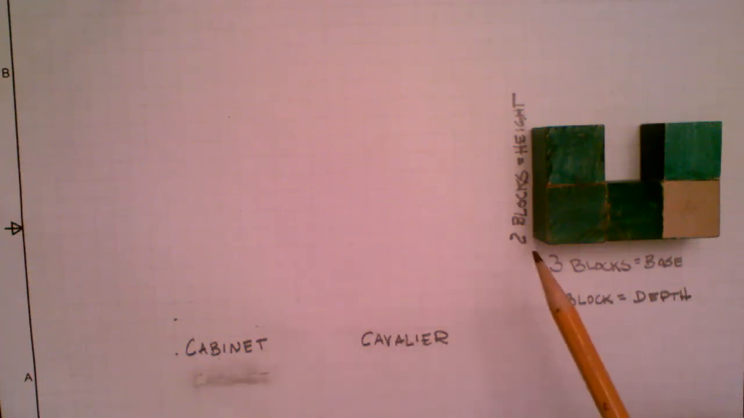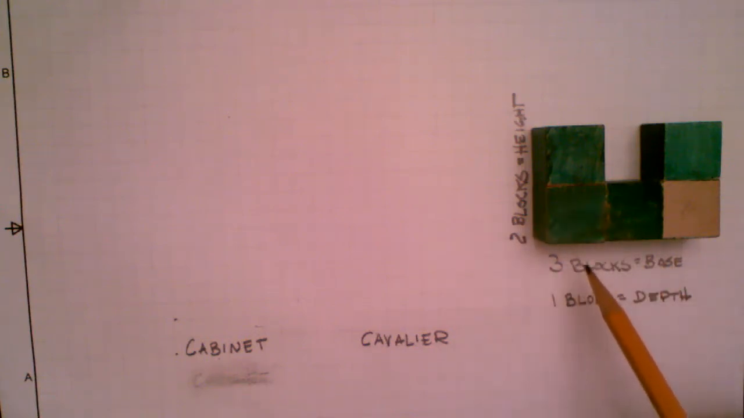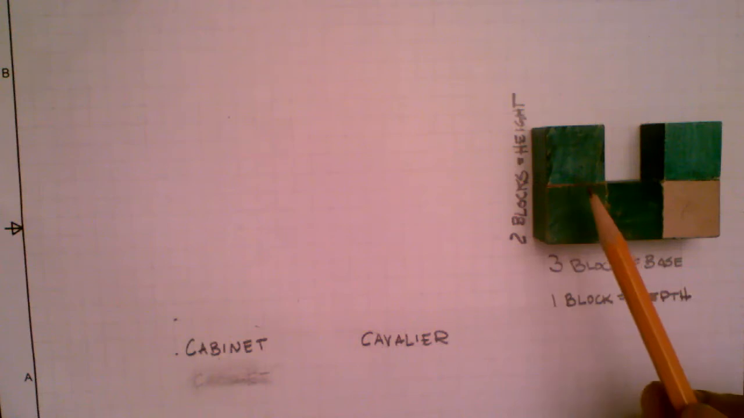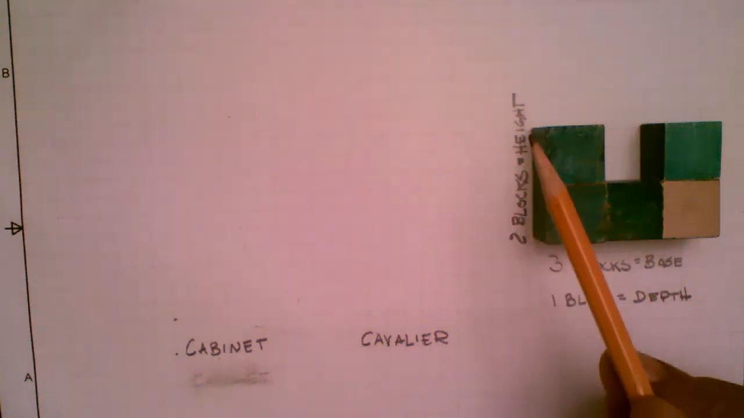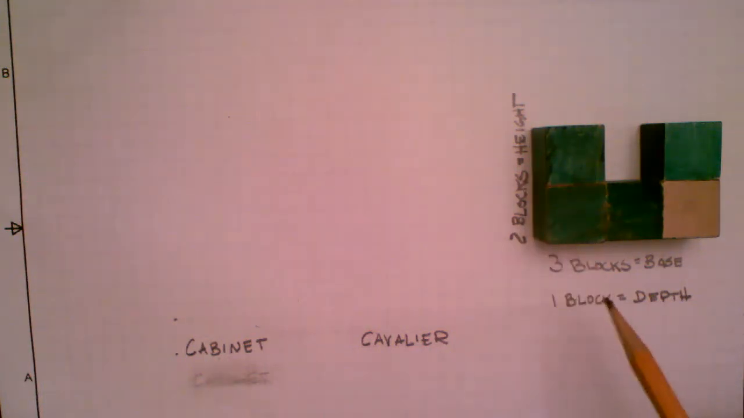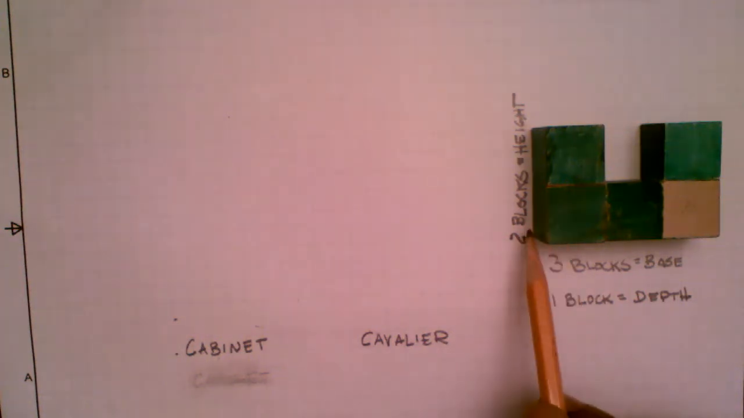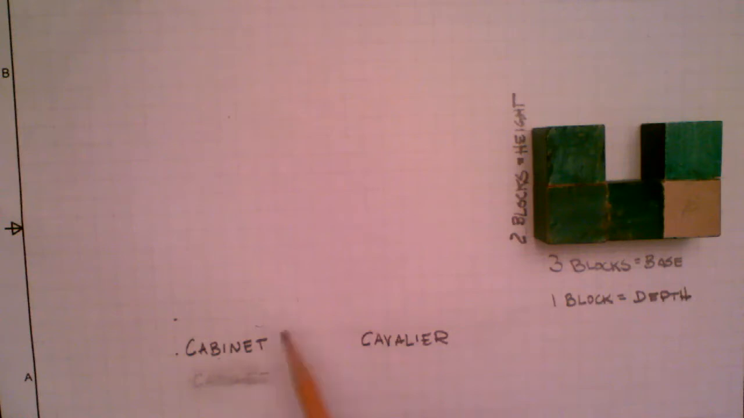At this point I've labeled the base of the part, which is made up of 3 blocks: 1, 2, and 3. 2 blocks make up the height, and 1 block makes up the depth from top to bottom. The paper that we're going to use here is orthographic paper. It's only 2-dimensional. The paper that we used previously was 3-dimensional.